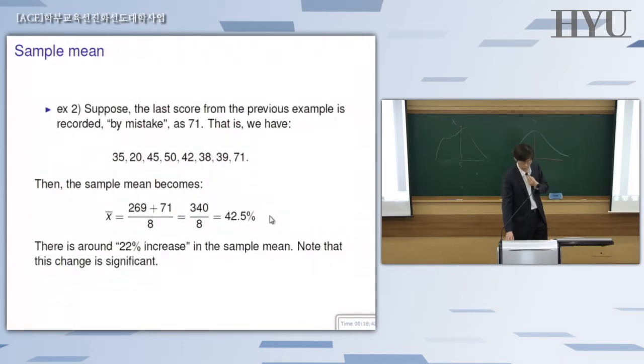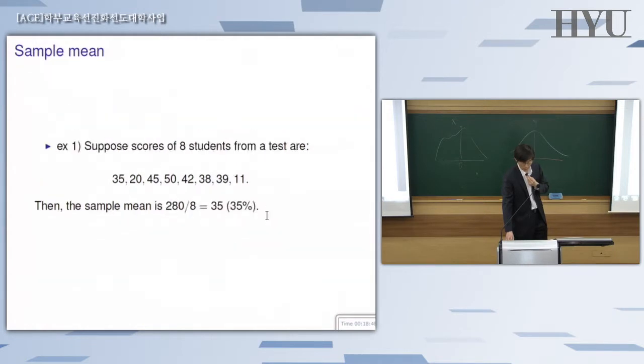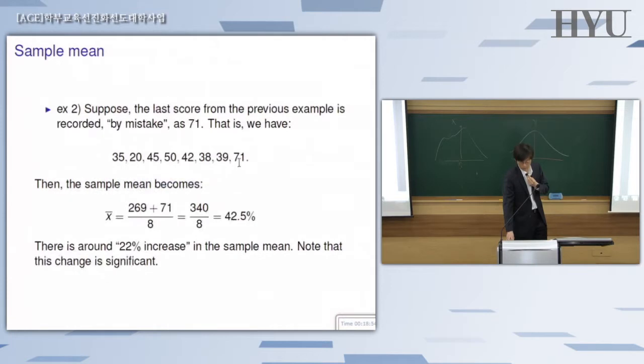But if you see the potential effect of an outlier, now assume that you keep the first 7 numbers the same, but then replace this last one, 11, by 71 by simple mistake. That's not intentional. The recorder mistakenly replaced this 11 by 71, so the sample mean gets to increase because this 71 is 60 bigger than the real entry, which is 11.